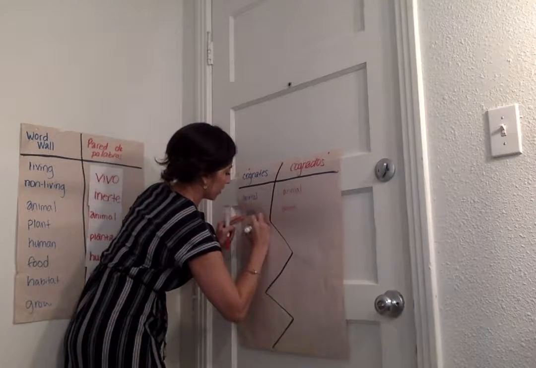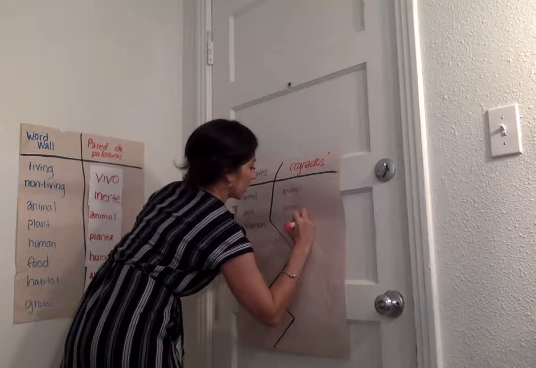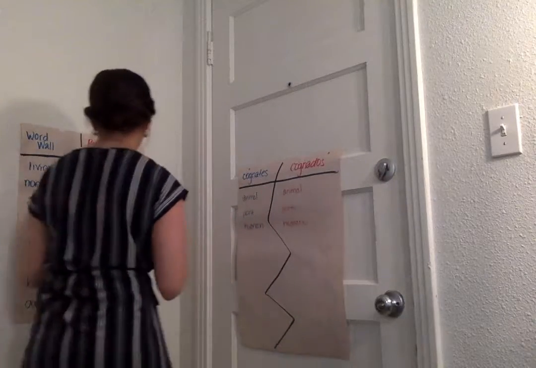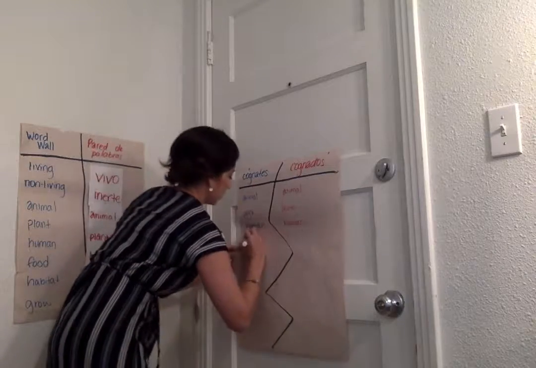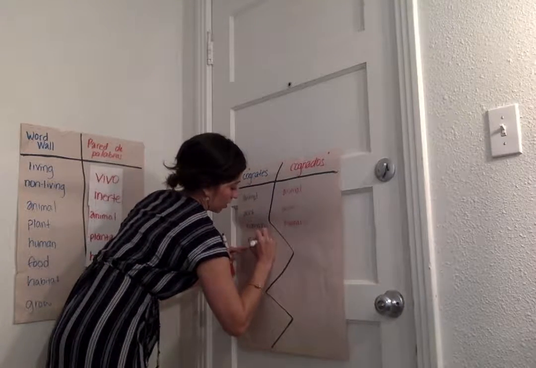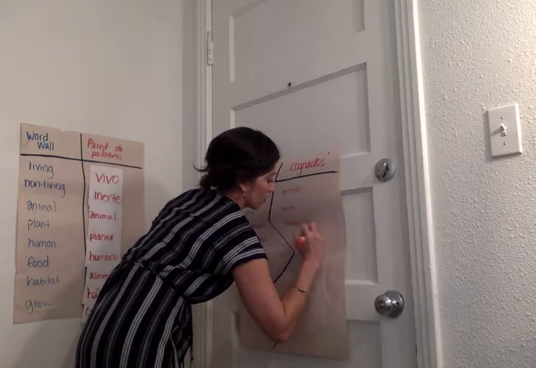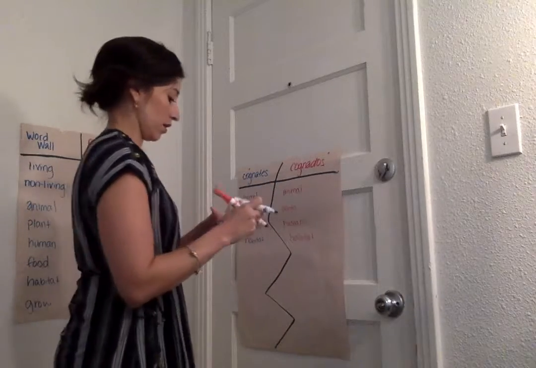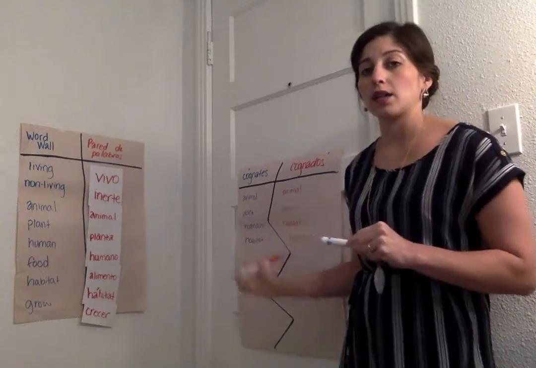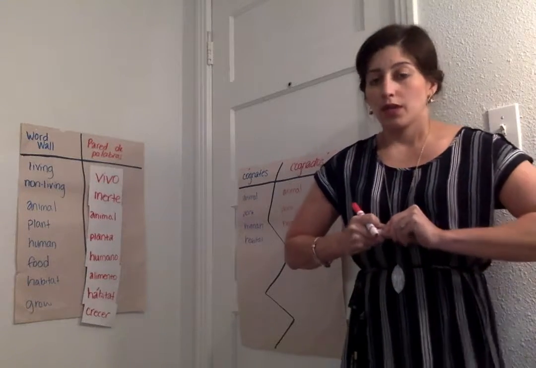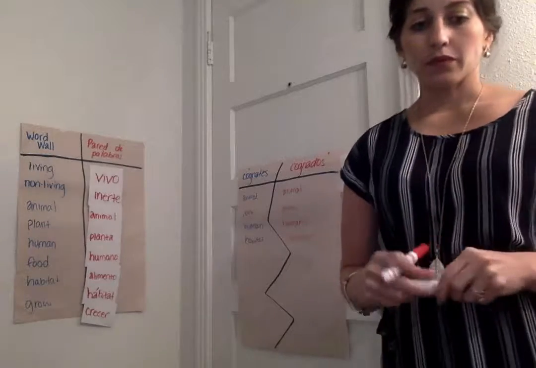So human and humano. Again, I'm using two colors to distinguish with the languages. And habitat. And hábito. Okay. And as we continue on to our lesson, this T-chart will grow. So it's kind of still a work in progress until we finish the unit. Okay.